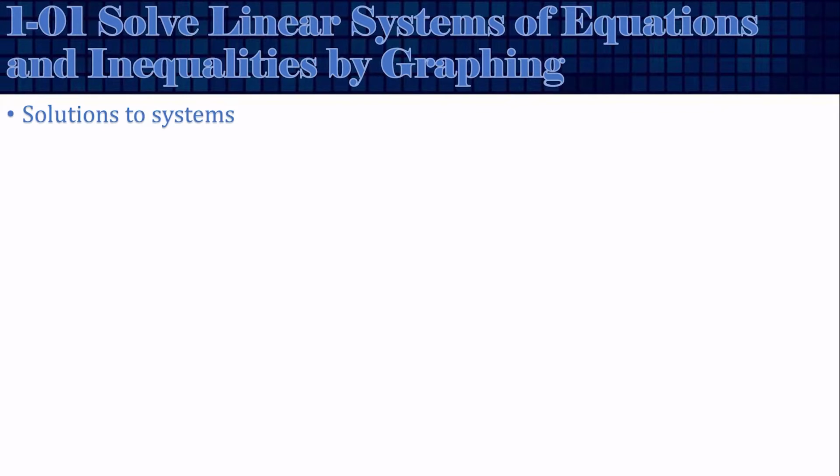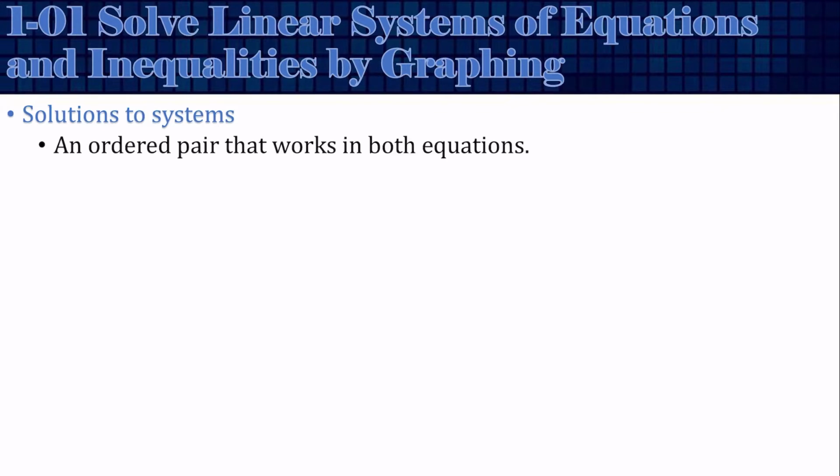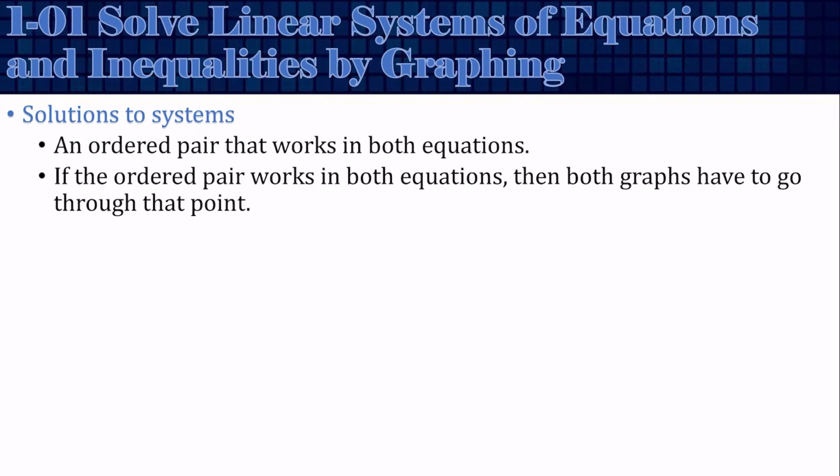All right, so since a system of equations share solutions, a solution is an ordered pair that works with both equations. This is if we're talking two dimensions, x and y. If the ordered pair works with both equations, then both graphs have to go through the same point, because in your graph, when you go over x and up y, and if they both have that same point, the graph will go through that point. So the solutions would be where the graphs cross.